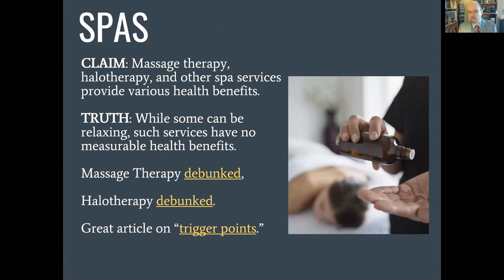Spas make a number of different health claims. Massage therapy, holotherapy, and other spa services are claimed to provide various health benefits. The truth is, granted, they can be very relaxing. Massage is awesome, very relaxing. But such services have no measurable health benefits. So here's massage therapy, holotherapy, and a great article on trigger points, like if you have a tight muscle spot and there are supposedly toxins in there. There are articles about those kinds of claims.